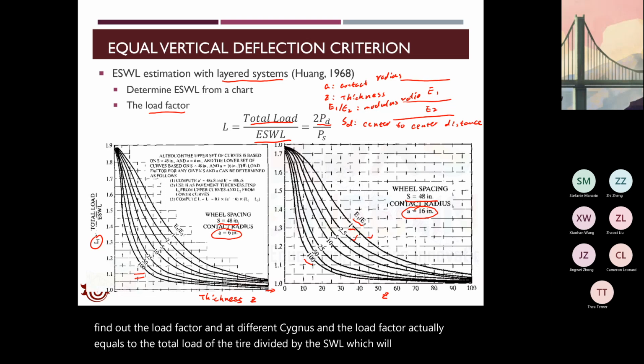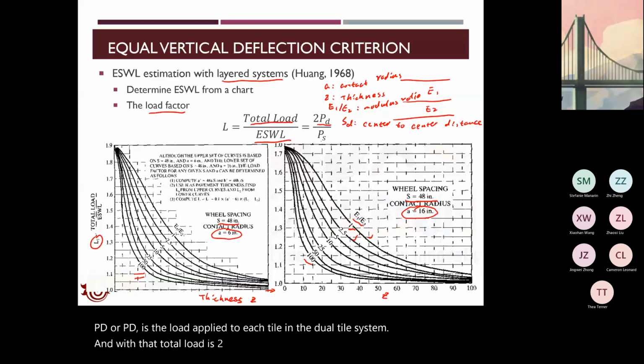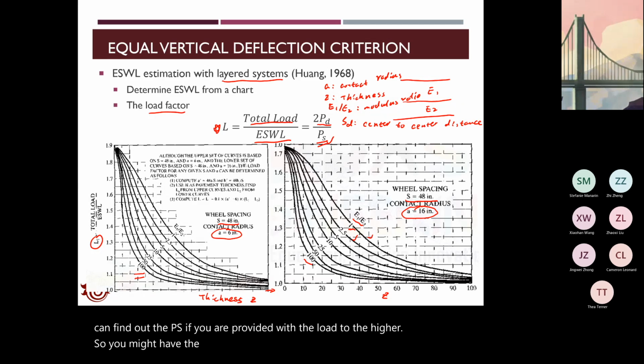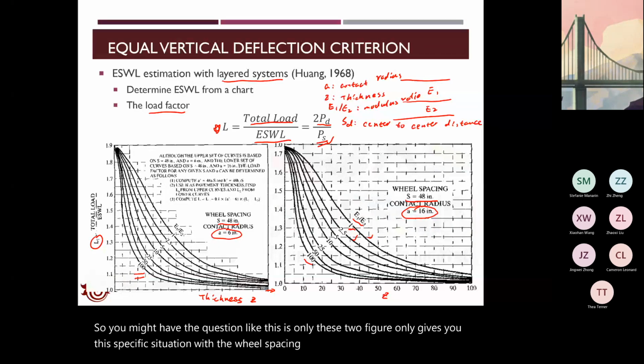PD applied to each tire in the dual tire system. And with that, total load is 2 PD, and the ESWL is PS. So once you know the value of L, you can find out the PS if you are provided with the load to the tire. These two figures only give you the specific situation with spacing of 48 inches with the contact radius of 6 inches or 16 inches.